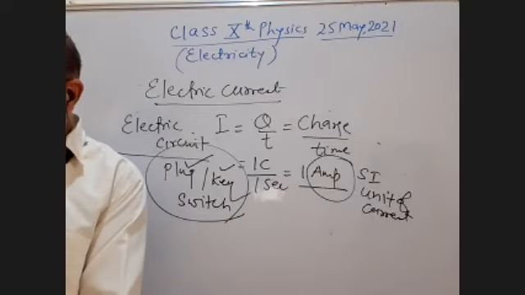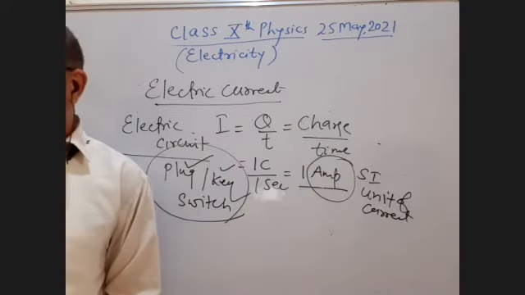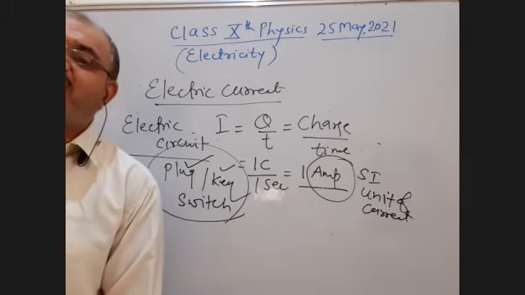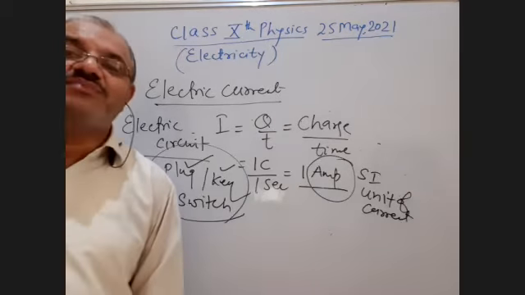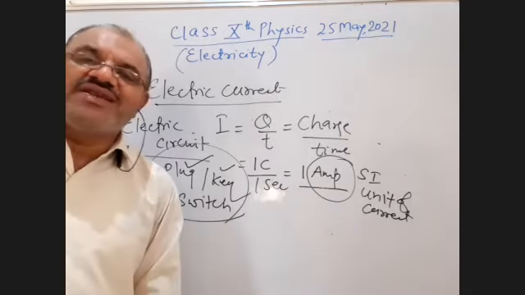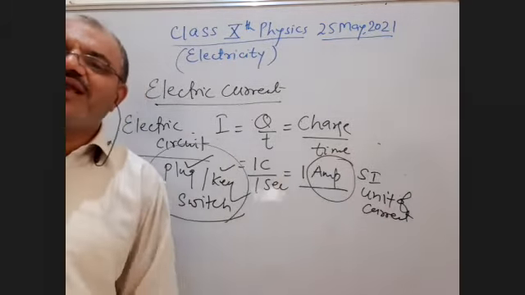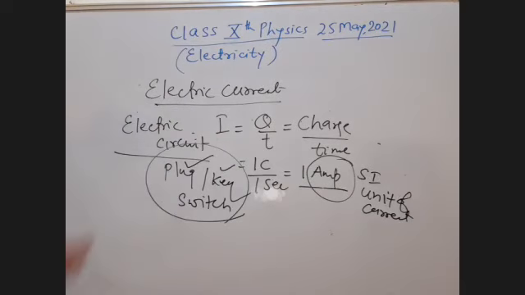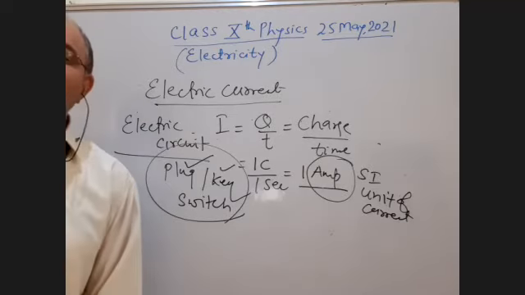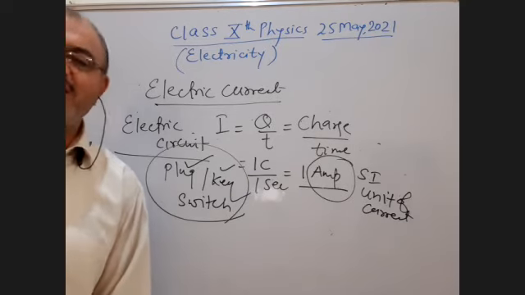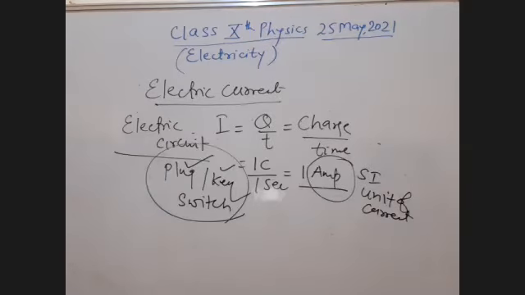Now, the next term which we are going to discuss is conventional current and electronic current. Very, very important terms. Now, there are two types of electric current. One is conventional current, another one is electronic current. Please note down if you want to. Otherwise, I'll discuss these terms now: what is conventional current and what is electronic current.